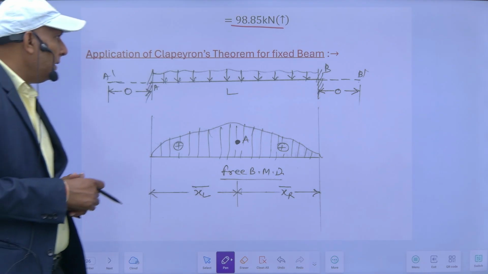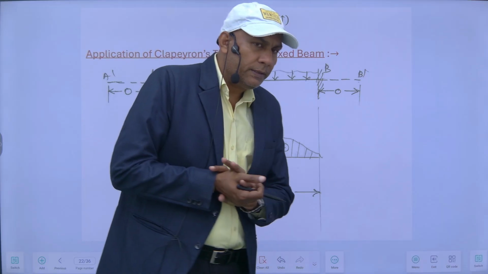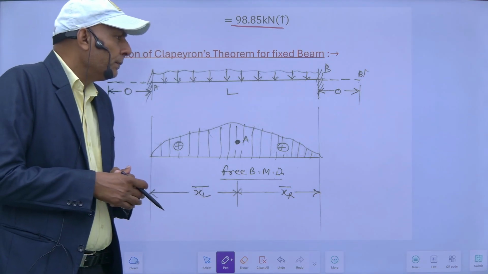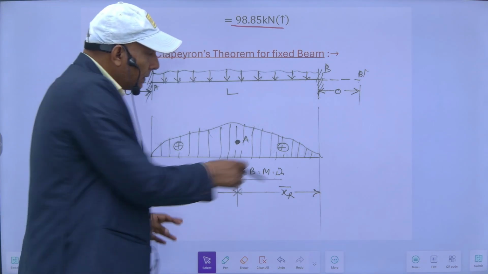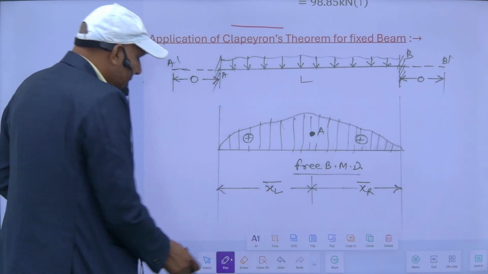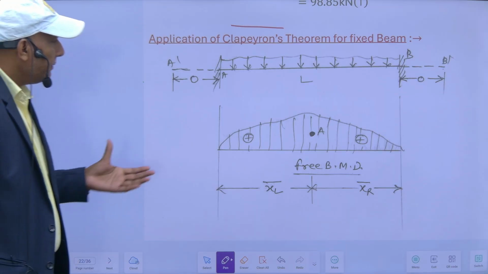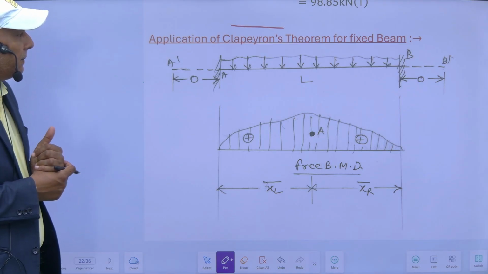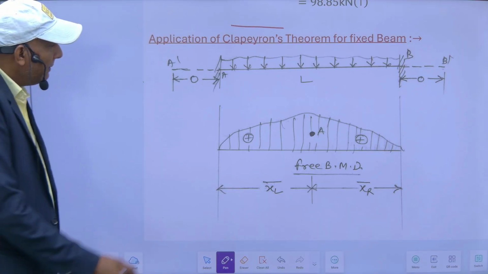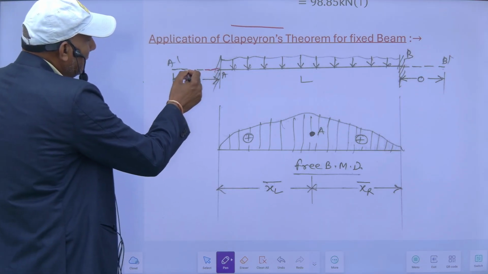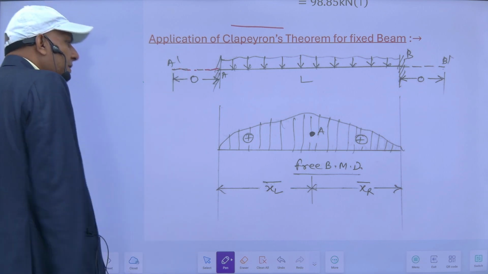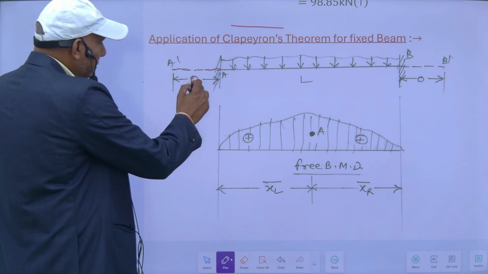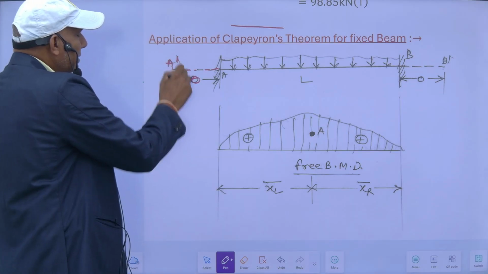So, application of Clapeyron's theorems for fixed beam. Suppose I have a fixed end, then how can I apply the three moment equations? In this case, this is a fixed beam. If I want to know the application of the three moment theorem, then I will extend my spans. I will extend this span. This is an imaginary span of length 0, and this is A dash.